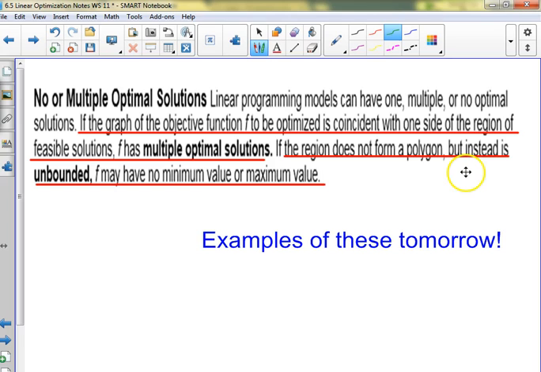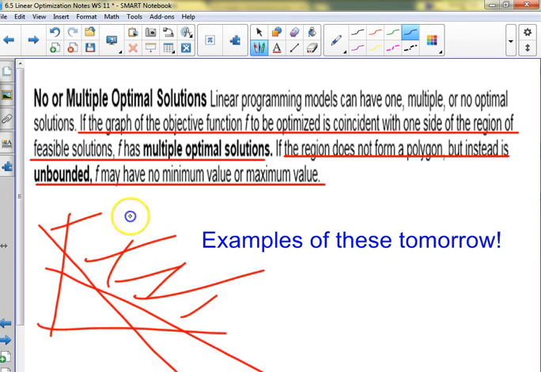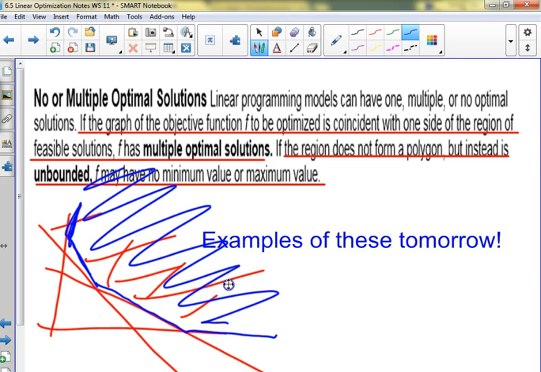If a region doesn't form a polygon, but instead an unbounded region, you can have no max or min. We're going to do one tomorrow where we have a situation like this. Everything above here is feasible, and everything above here is feasible. So your region is going to be like this, and it's unbounded because everything up here goes on. If we want to minimize cost, we have to decide: does the minimum cost occur at this corner, or this corner? If we wanted to maximize something, it wouldn't happen because it's unbounded and goes up forever.